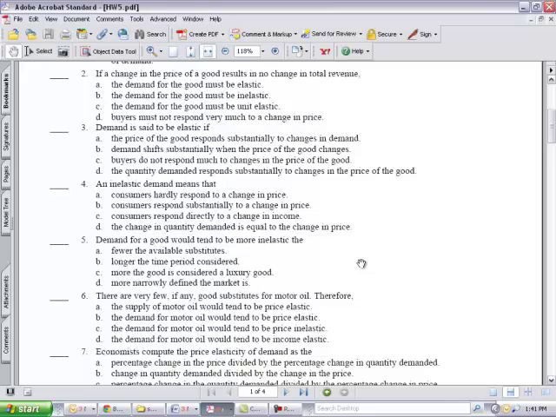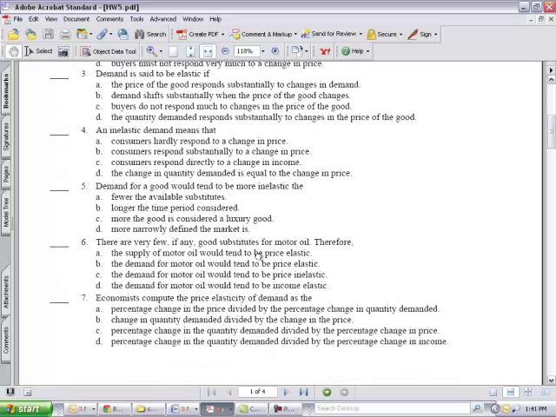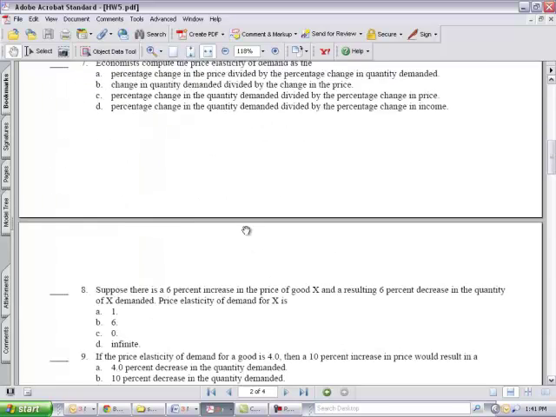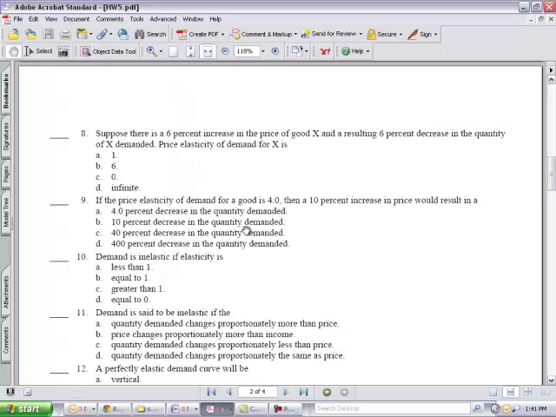These are the types of questions you might see on the test this coming Friday: the ability to interpret what these elasticity numbers mean. Know, for example, here in question 6, what happens if you have substitutes for motor oil. If there are substitutes, the consumers have options, and so they're said to be elastic. And this is talking about the elasticity of demand. So these are the types of things that you should be able to do.